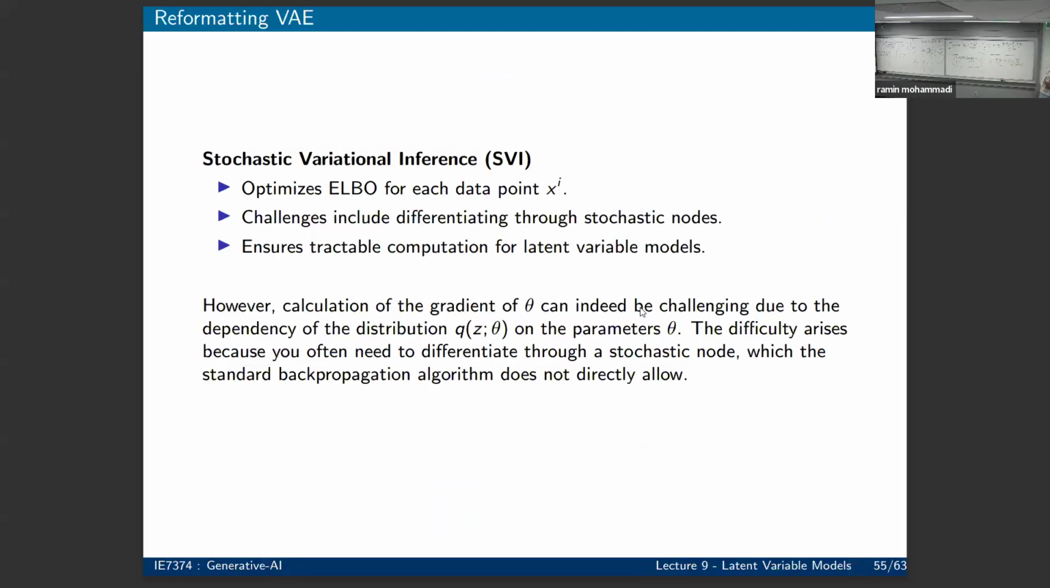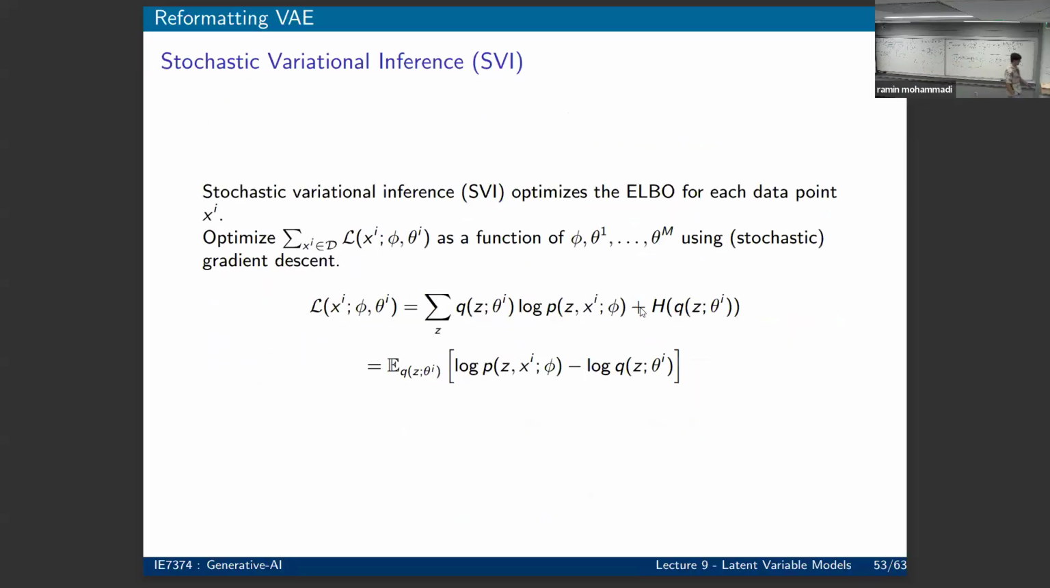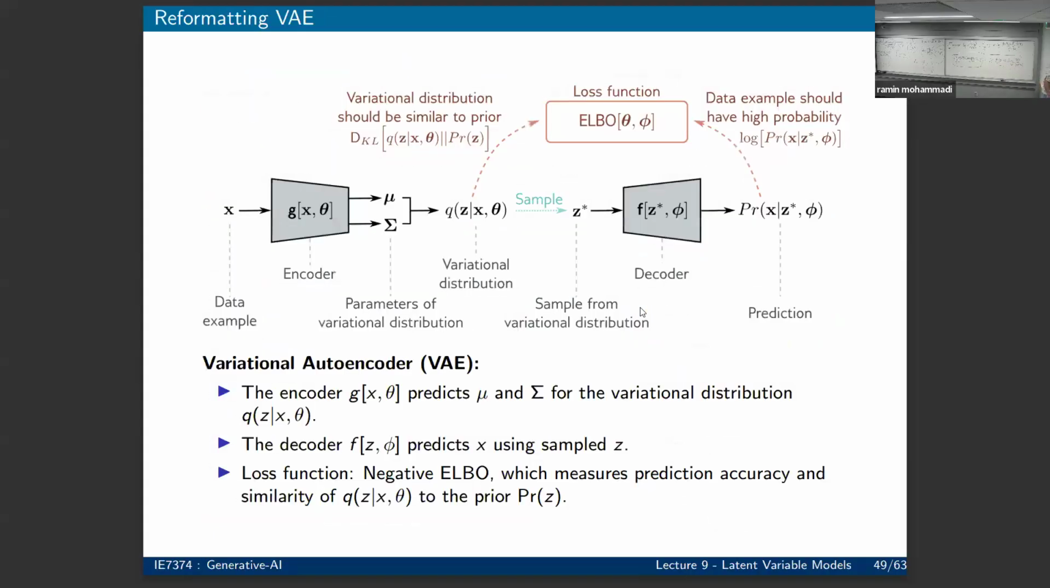Okay, so SVI optimizes the ELBO for one data point at a time. There is a big challenge with these types of models, and that is that backpropagation, differentiating through a stochastic node, is not easy. What's a stochastic node here? If we go back to this neural network that you see, what do you think is a stochastic node there? Which part do you think is stochastic?